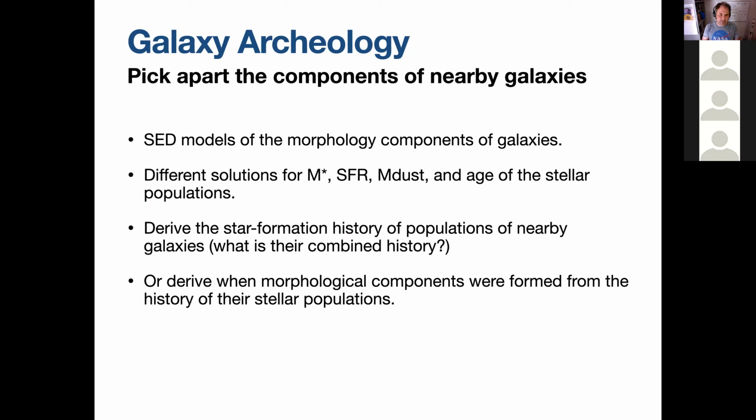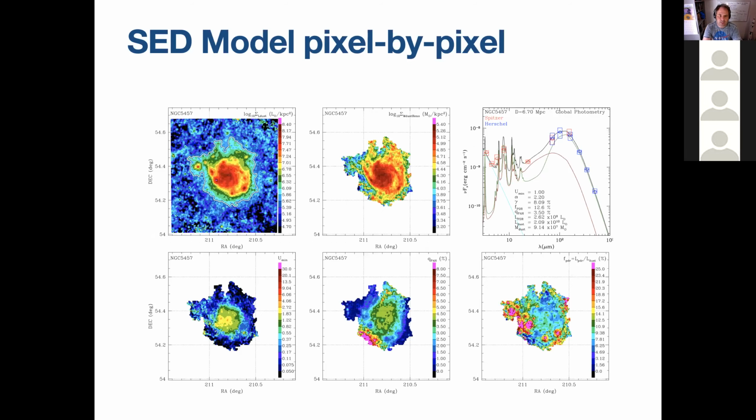to explain the light that was coming out of it. And we can also pick apart morphological components. This is why we do this at low redshift, because we can actually resolve the galaxies better. So we can look at bulges, we can look at disks, we can look at even their low surface brightness components. So this is sort of an example.